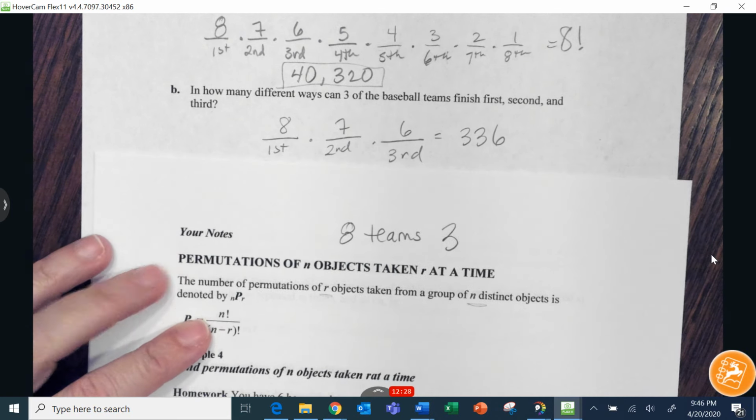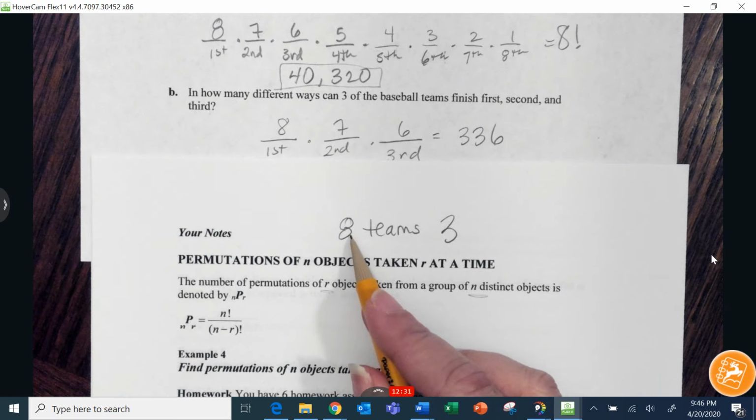So 8 would be the total amount, and 3 would be how many you're actually finding the different orders of. In symbols, I'm going to use this example here: P with the little 8 here and the little 3 there. This is a formula that you'll always use if you have a permutation. We want n factorial, so the n is the first number. We're going to do 8 factorial, and then divide that by 8 minus 3 factorial. The r is the second number.